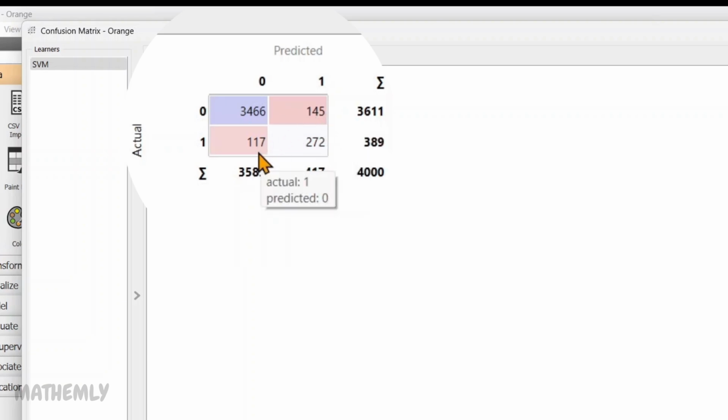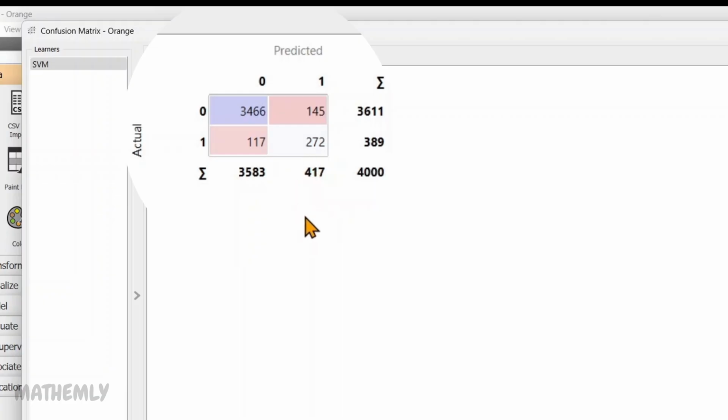The bottom left value of 117 represents false negatives. These are cases where the model failed to identify a customer who actually accepted the loan. The bottom right value of 272 represents true positives. These are cases where the model correctly predicted that the customer would accept the loan.